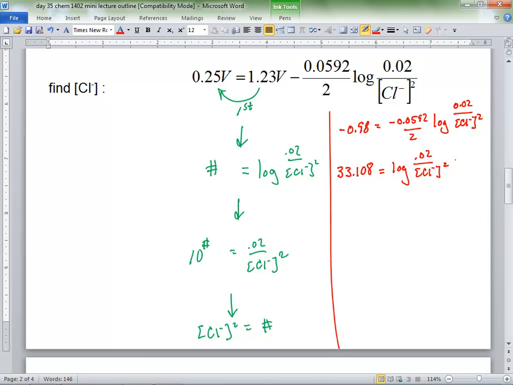Okay. Now I have to raise both sides to the 10 power. Just raise it to the 10 power. If you had a negative sign here, it would be 10 to the negative. But there's no negative signs. You can't stick one in there. Right? Okay, so now I'm at 1.28 times 10 to the 33.